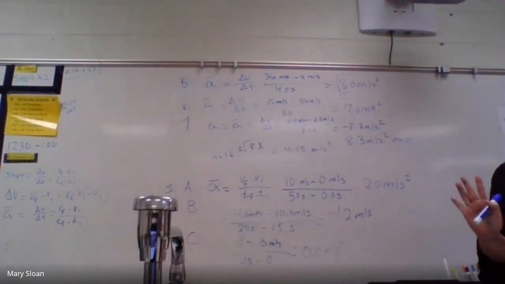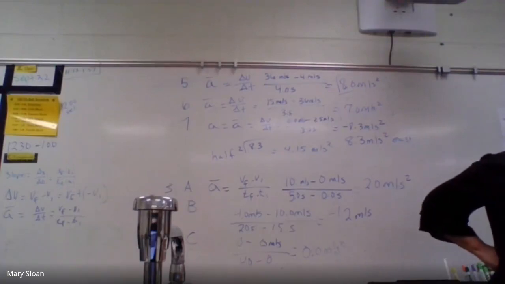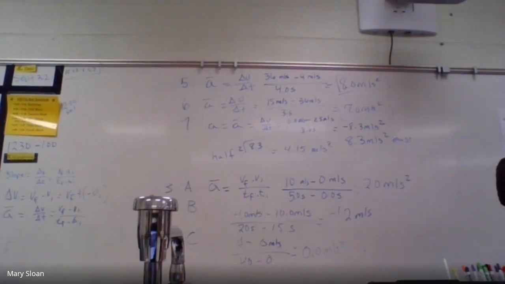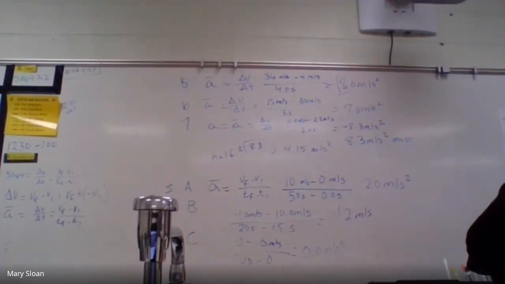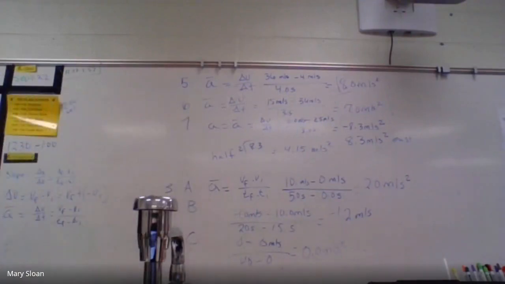Everybody good? So for the ones I didn't do, for number 8, I got 3.0 meters per second squared. And for number 9, I got 0.28 meters per second west. Do I need to repeat that so you can check your answers? Freddie, you need me to repeat it? Number 8 is 3.0 meters per second squared. And number 9 is 0.28 meters per second west. So I'm going to stop the recording.